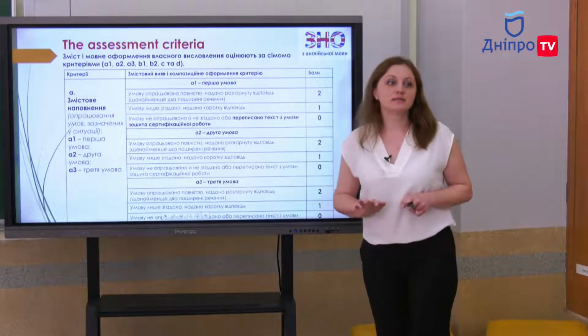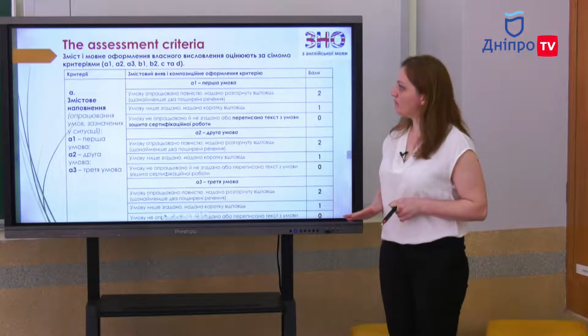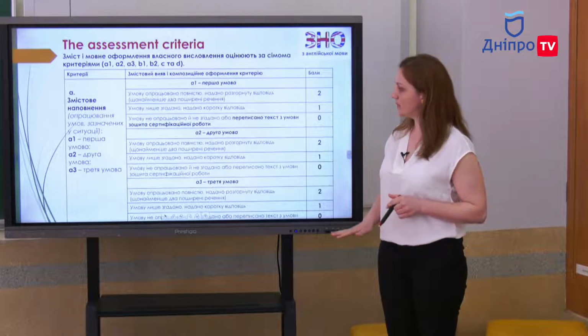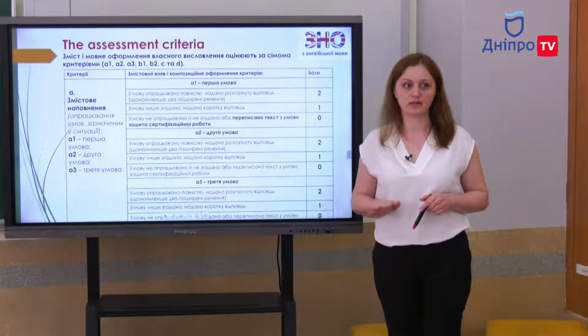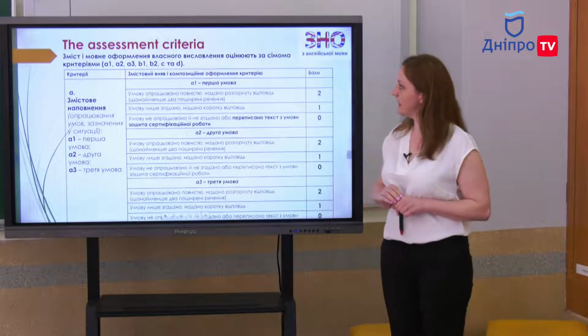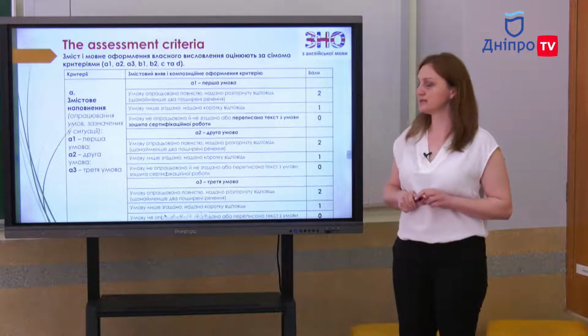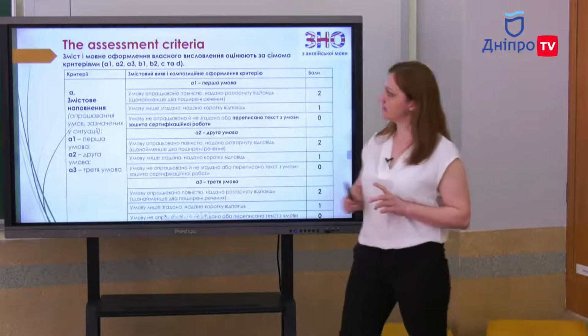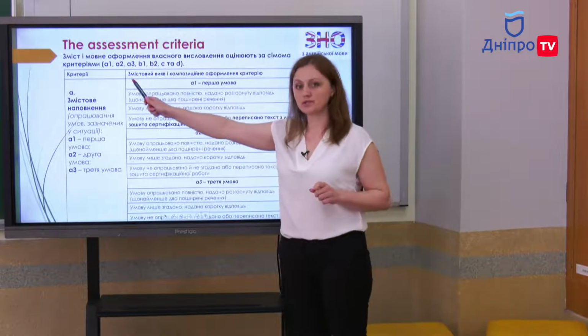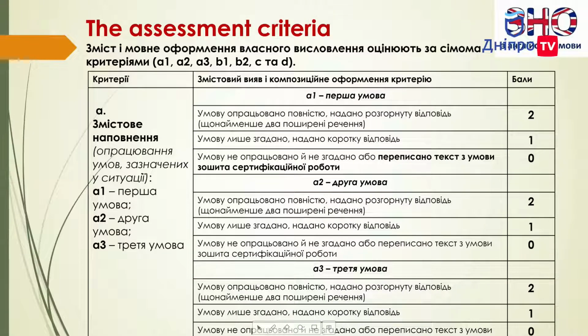And well, it's time for a very serious job. We are going to talk about the assessment criteria. And first of all, it should be mentioned that the contents and the language of your letter are assessed according to 7 criteria: A1, A2, A3, B1, B2, C, and D. For each of them, you can get 2 points.